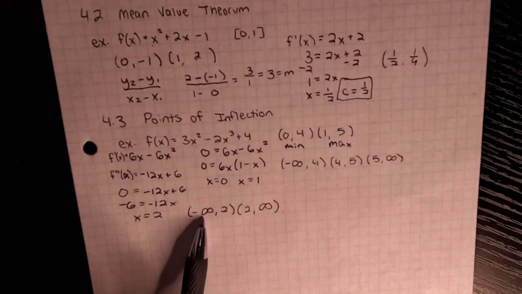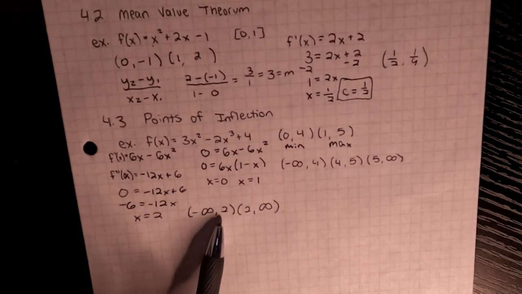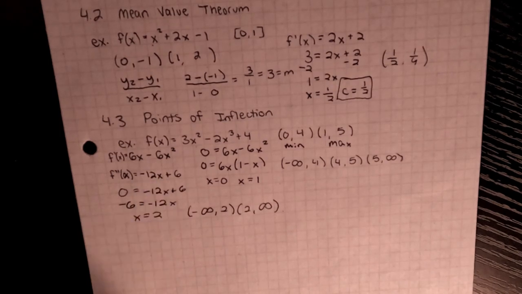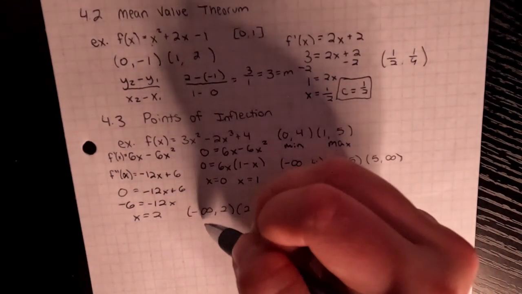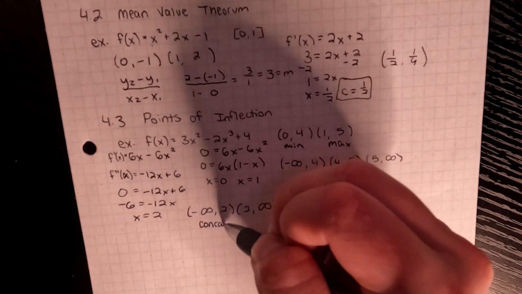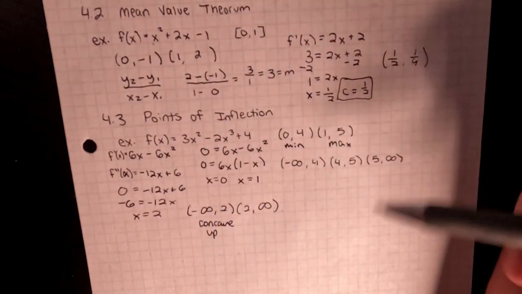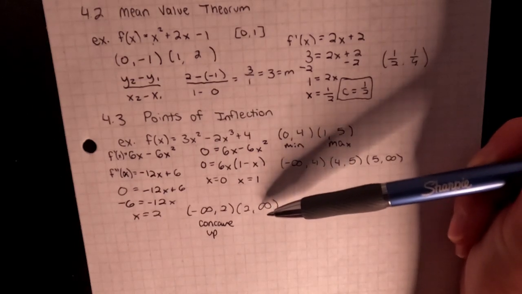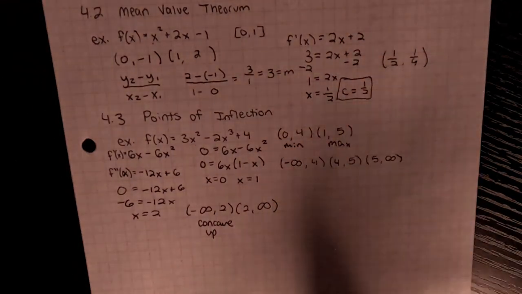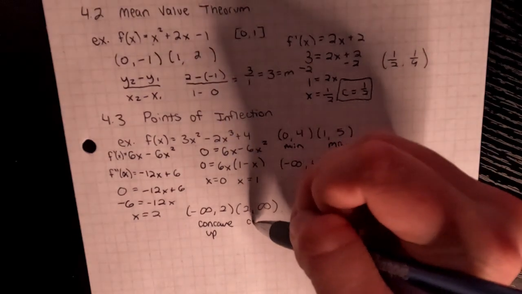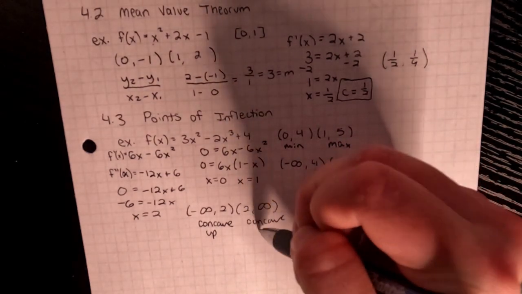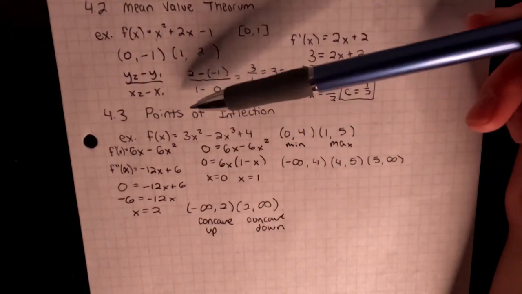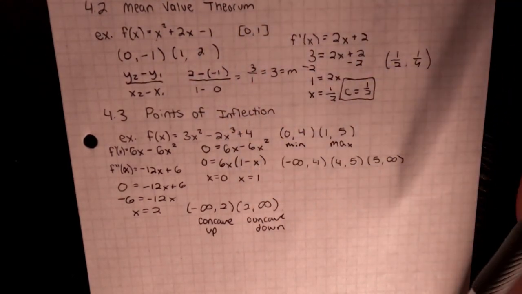And so if you plug in, let's just say 0, because that's less than 2, you get 6, which is a positive number, so that means you're concave up. And then if you plug in a number that's bigger than 2, so let's just say 3, you get a negative number. So that means you're concave down here. So that's how you do 4.3. That's how all that works.